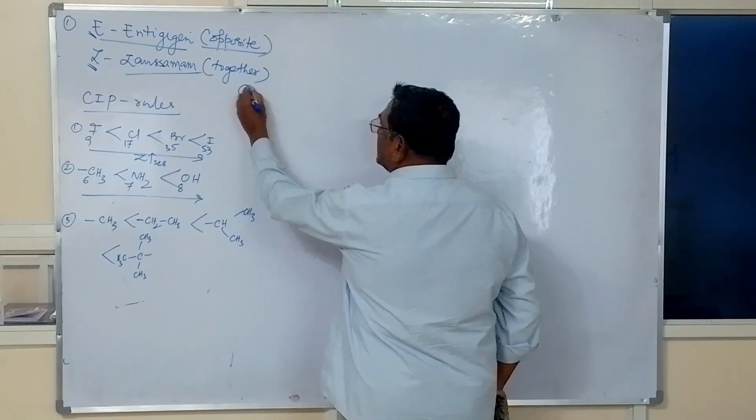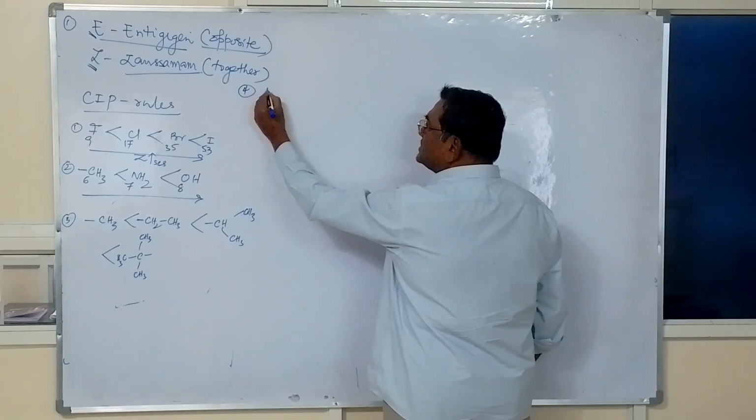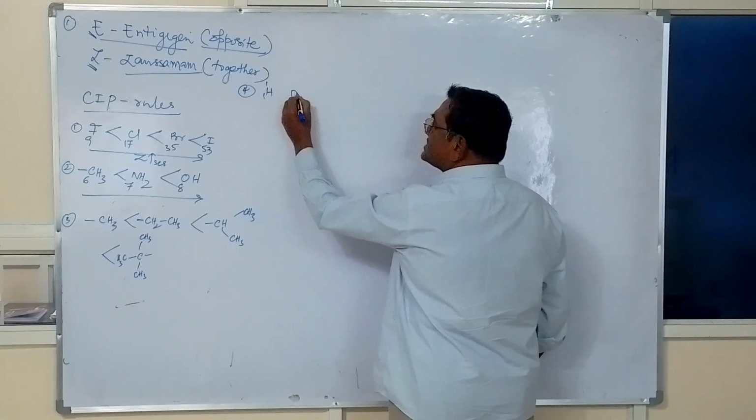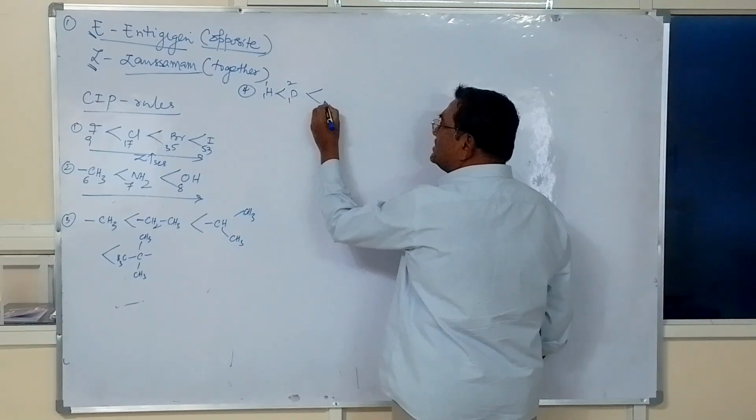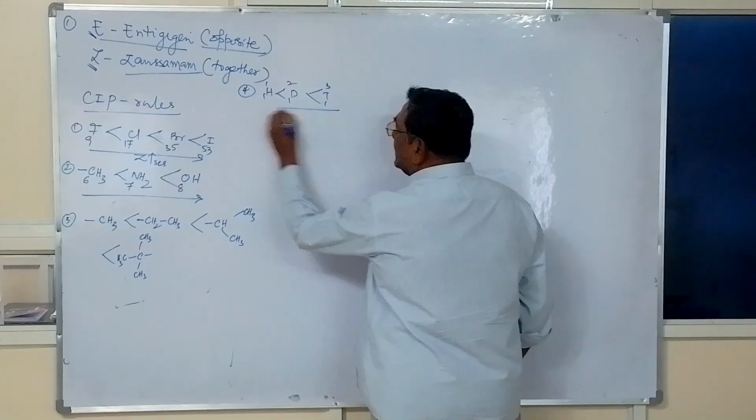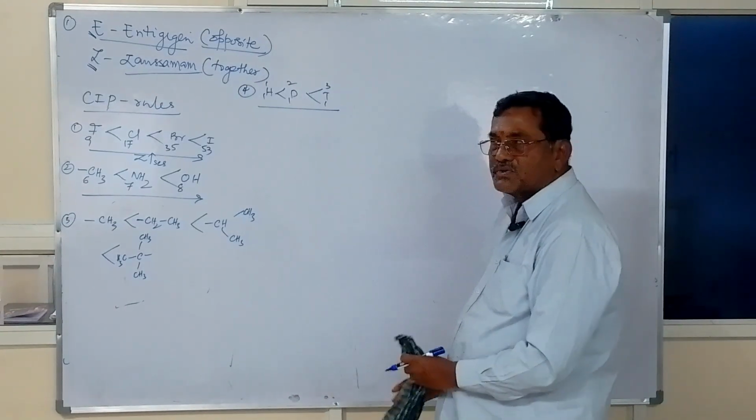And coming to the fourth one, children, in case of isotopes, we will go through that. H-1 is less than D, deuterium, which is less than T, tritium. It's absolutely based on mass when the atomic number is the same.